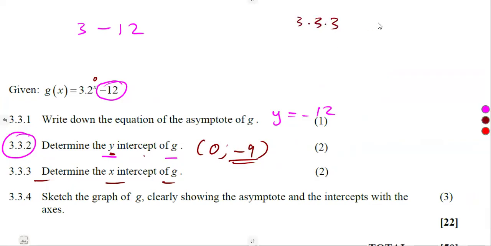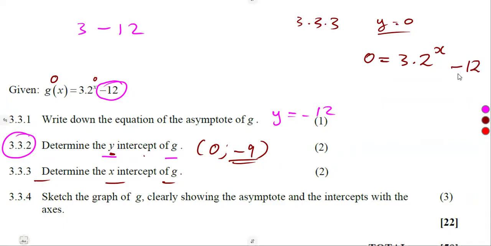3.33. So that's y is equal to 0 this time for the x-intercept. So in place of y, we're going to put a 0 there. So 0 is equal to 3 times 2 to the exponent of x minus 12. Then we solve for x. As we can see, the moment we try to solve this equation, it's an exponential equation, so we must use the laws of exponents wherever they're applicable.